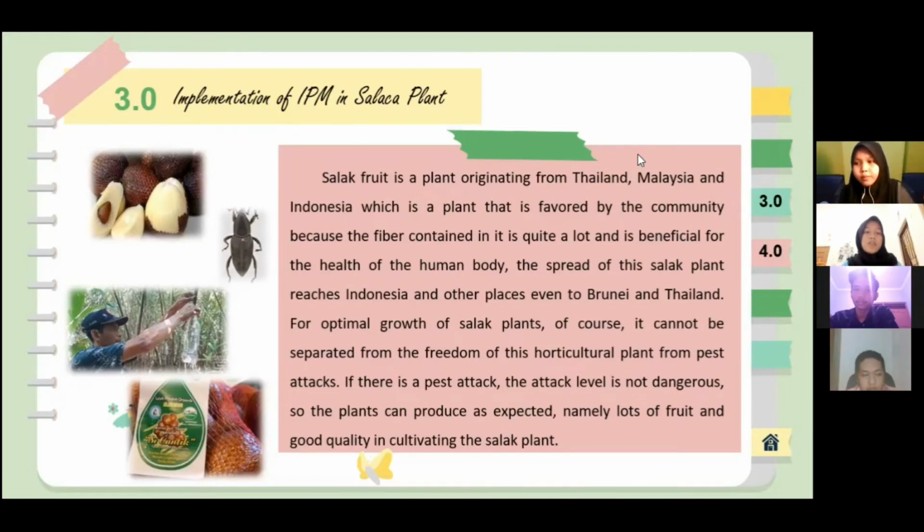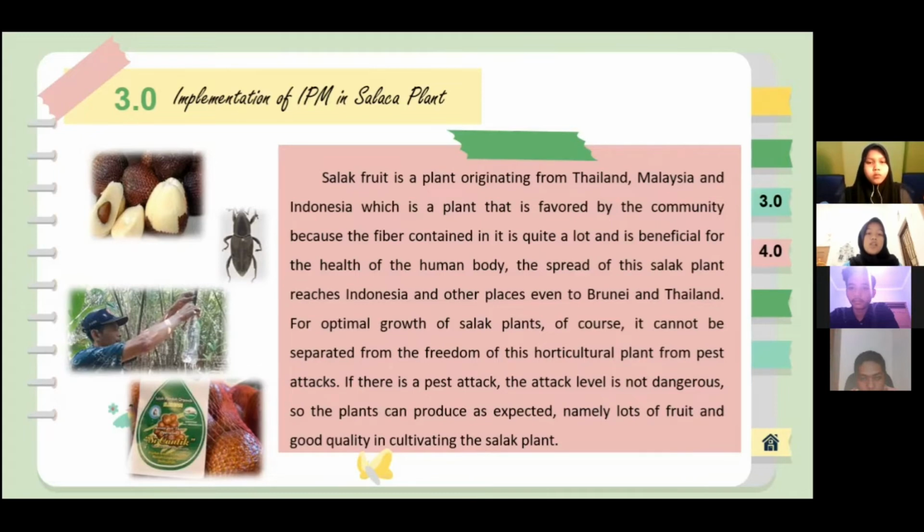Implementation of IPM in Salaca plant. Salak fruit is a plant originating from Thailand, Malaysia, and Indonesia, which is a plant that is favored by the community because the fiber contained in it is quite a lot and is beneficial for the health of the human body. The spread of this salak plant reached Indonesia and other places, even to Brunei and Thailand.